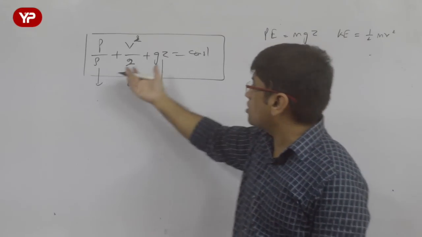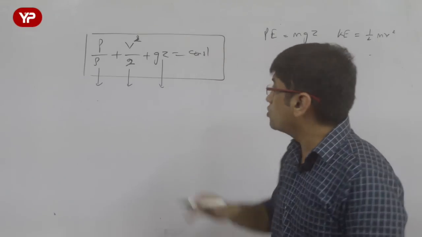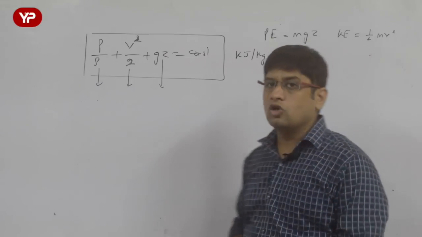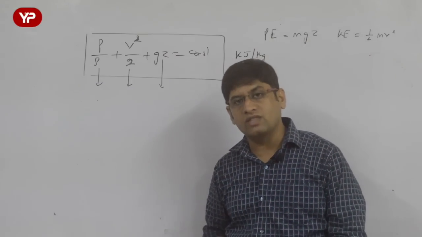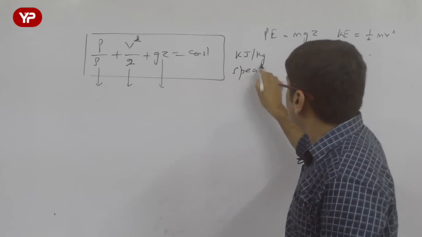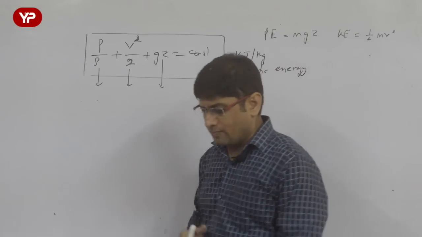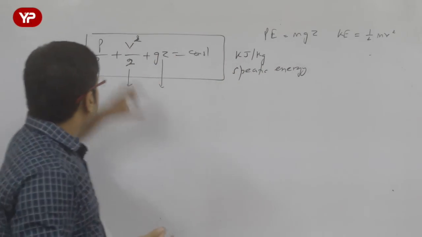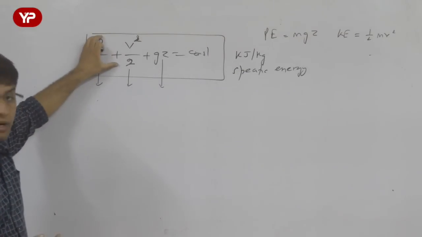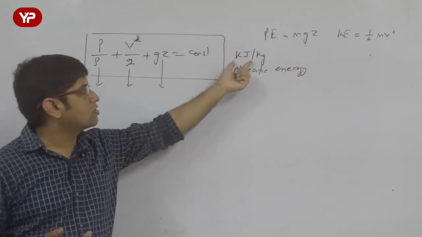That means these terms are not energy but divided by something, and that something is mass. Now if I ask you what do you think is the unit of this equation, you will say, sir, this equation is written in terms of kilojoule per kg, that if I multiply with the mass I am going to get energy. That means this equation is written in terms of specific energy. Specific energy means energy per unit mass. So we have got three energy terms here, that is the pressure energy, kinetic energy, potential energy per unit mass. I can say specific pressure energy, specific kinetic energy, specific potential energy, and the unit for that will be kilojoule per kg.